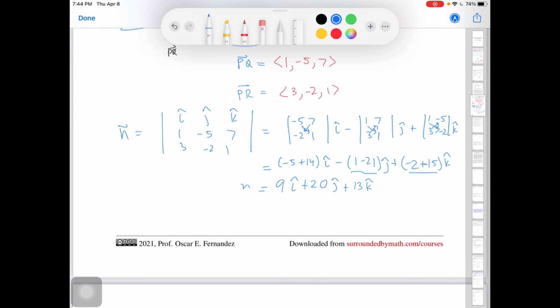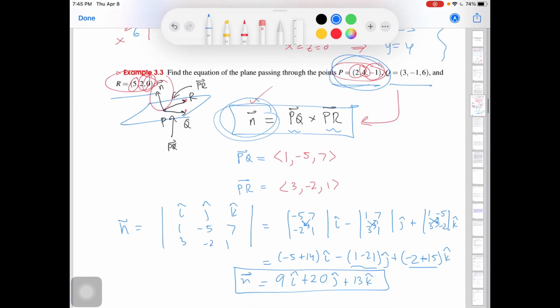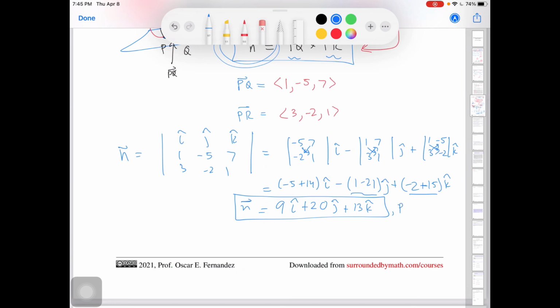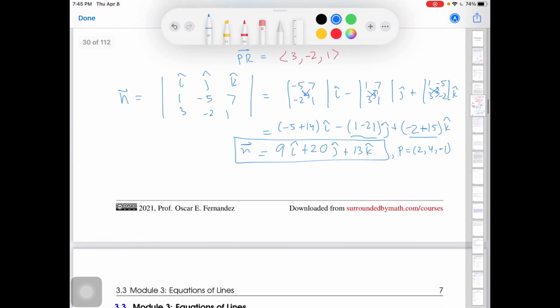So at this point, we have finally gotten our normal vector. There it is. And we can go back and choose any one of these points to be the point that's on the plane. All 3 of them are. I'm going to choose the anchor point we've been working with. So we have our point 2, 4, negative 1, just to check again that that's it. Yep.